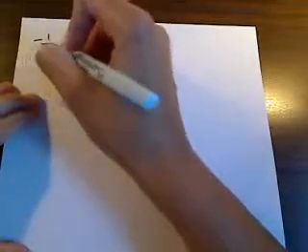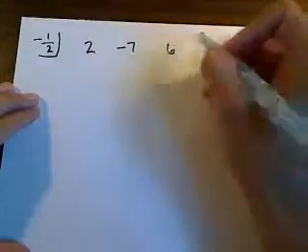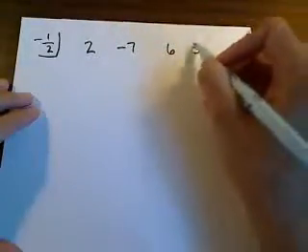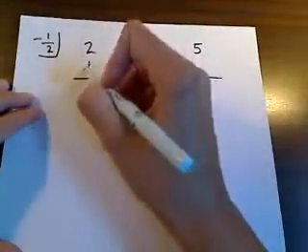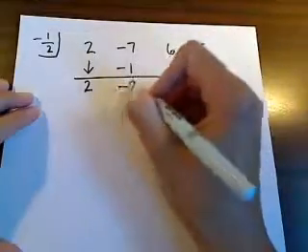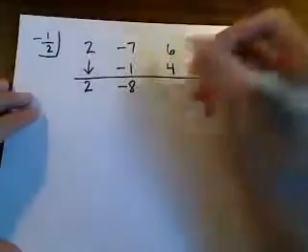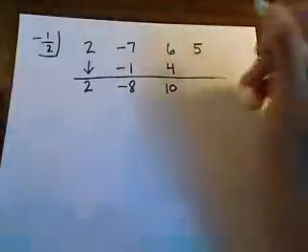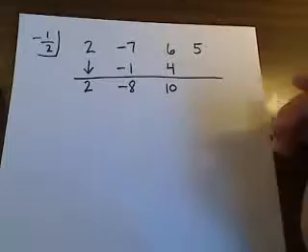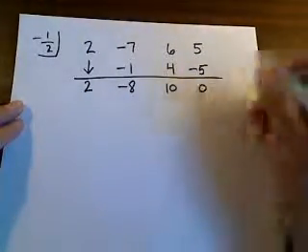Okay, so if we try a negative 1/2, we're just going to use this in the depressed equation, the 2, negative 7, 6, and 5, and then take a look at what we have. So bring down the 2. 2 times negative 1/2 is negative 1. Negative 7, negative 1, add, we get negative 8. Negative 8 times negative 1/2 is positive 4. Add, we get 10. And 10 times negative 1/2 is negative 5. And then we get a 0.